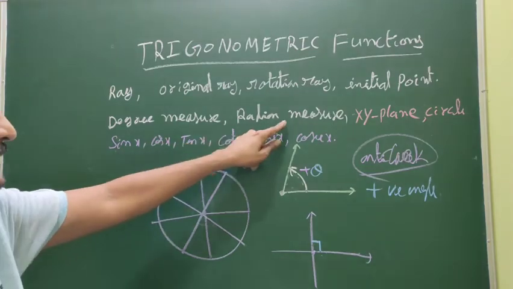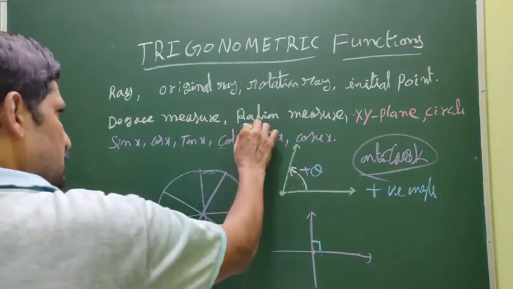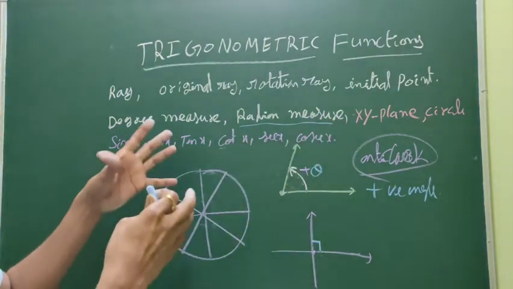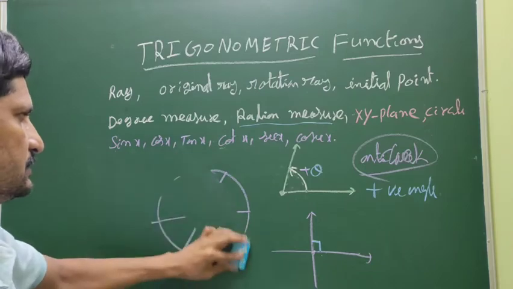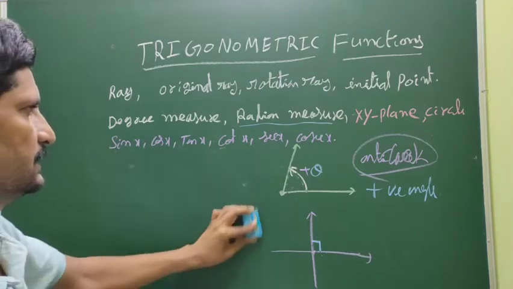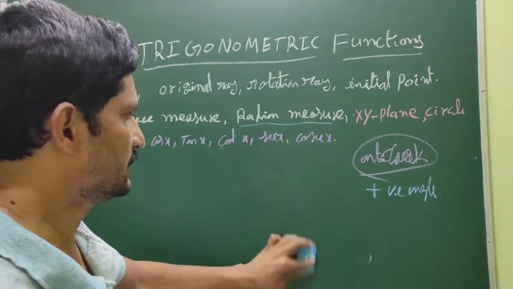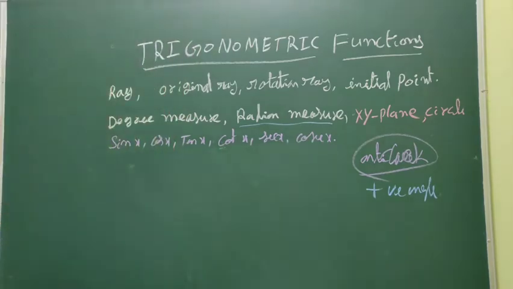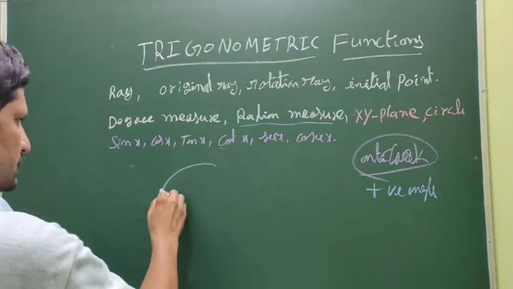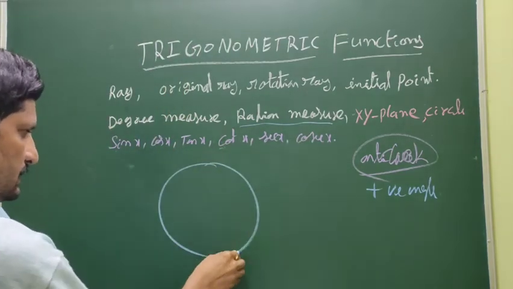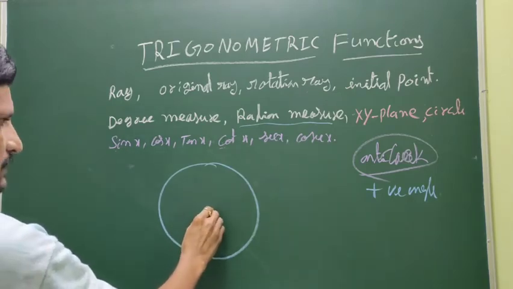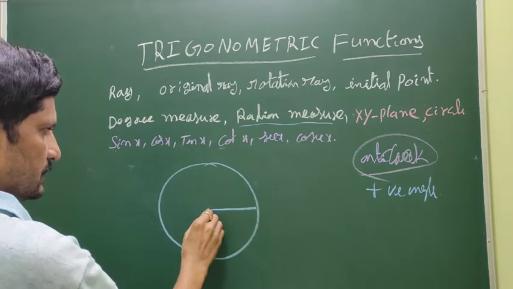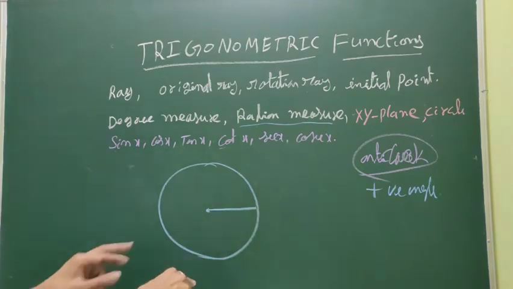Now next, radian measure. This is a different way of measuring. We are discussing the radian measure. What is the radian? What is 1 radian? See, draw a circle and look at the point. Draw a line. It is the initial point.